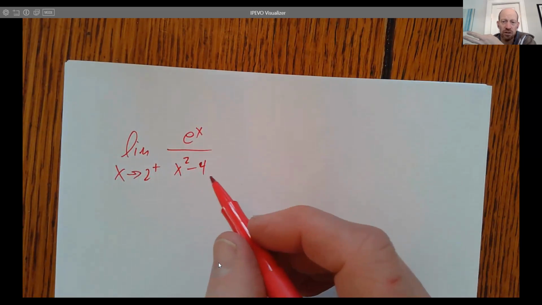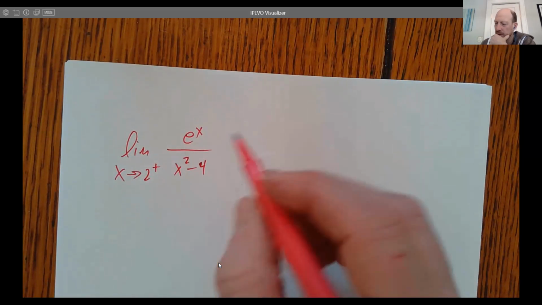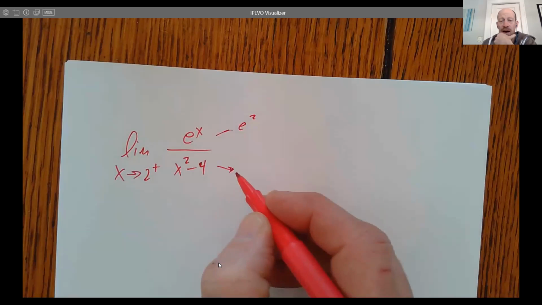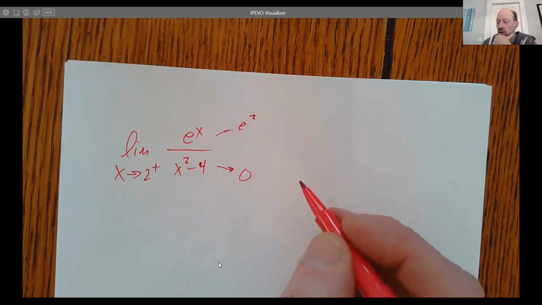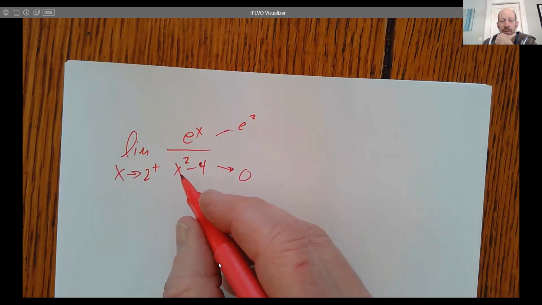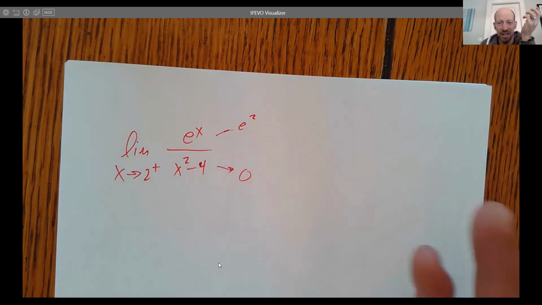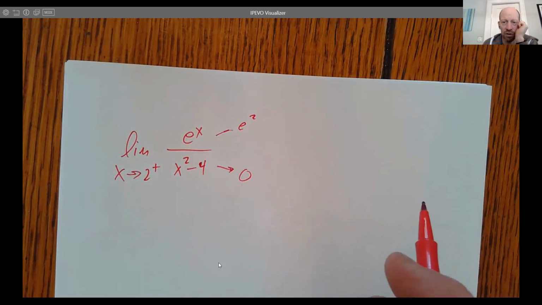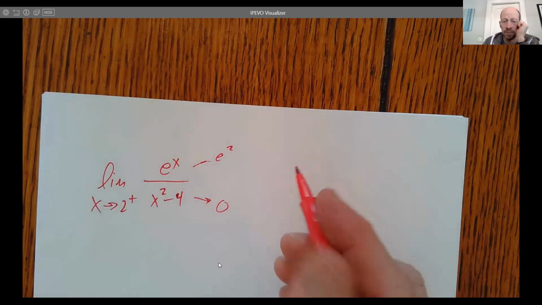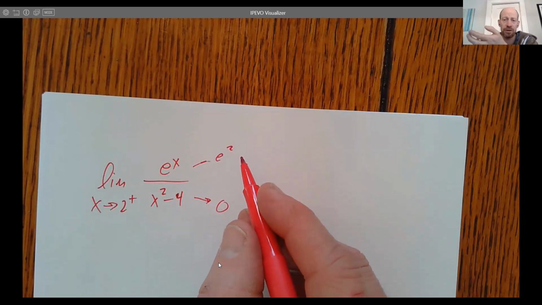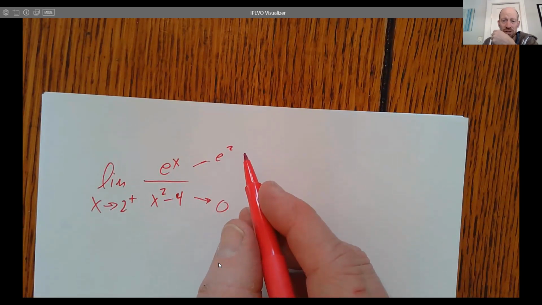Your strategy should always be to plug in that value of x and see what the top and bottom are heading towards, right? In this case, the bottom, x squared minus 4, is going to 0, and the top is going to e squared, which is close to 9. From that, you should be able to decide what strategy you want to approach the limit with.